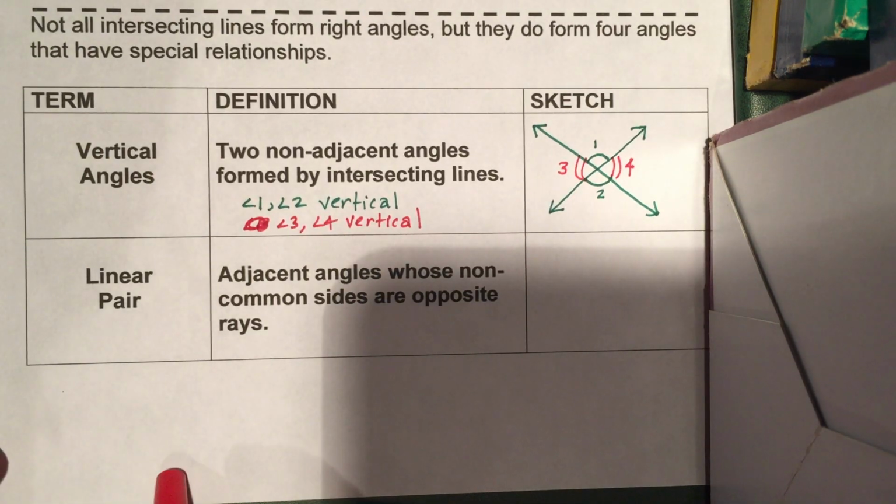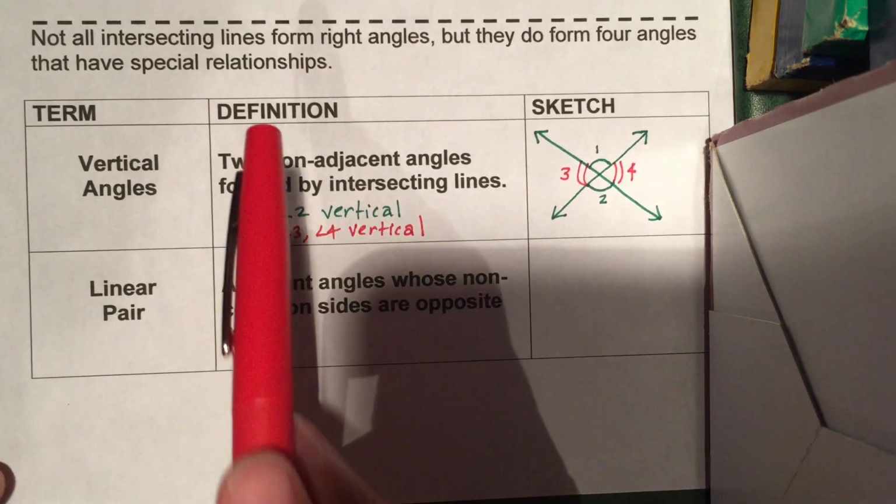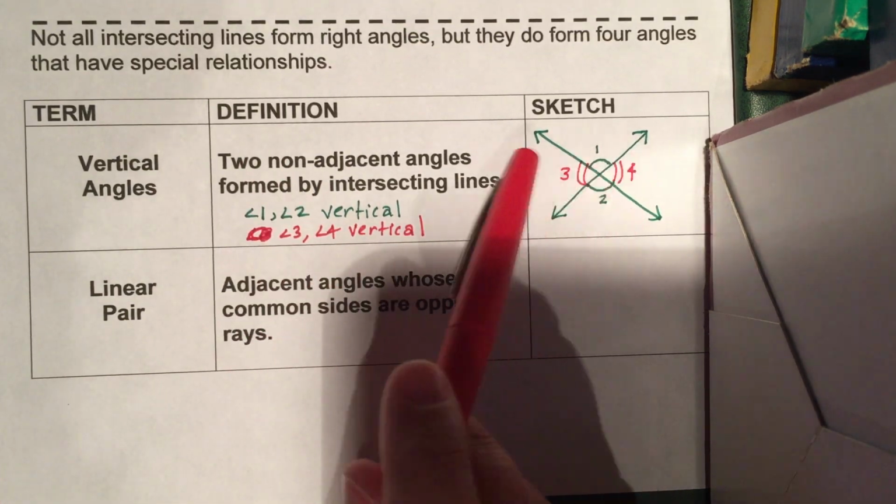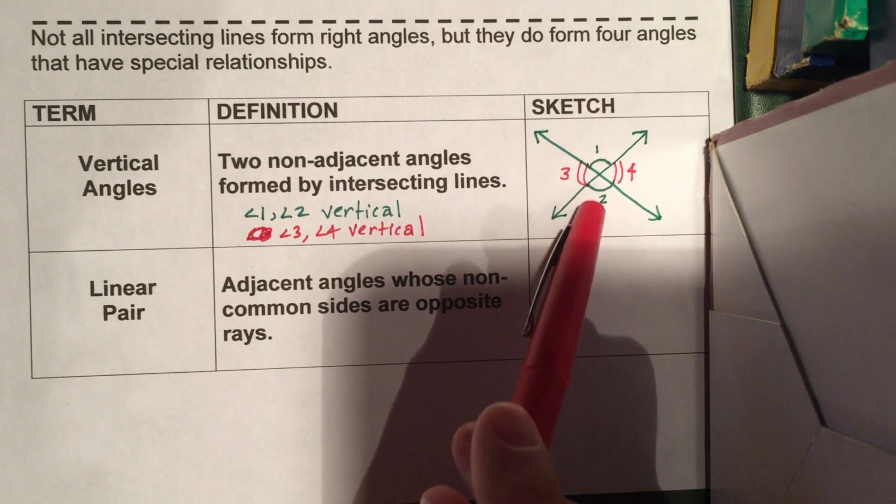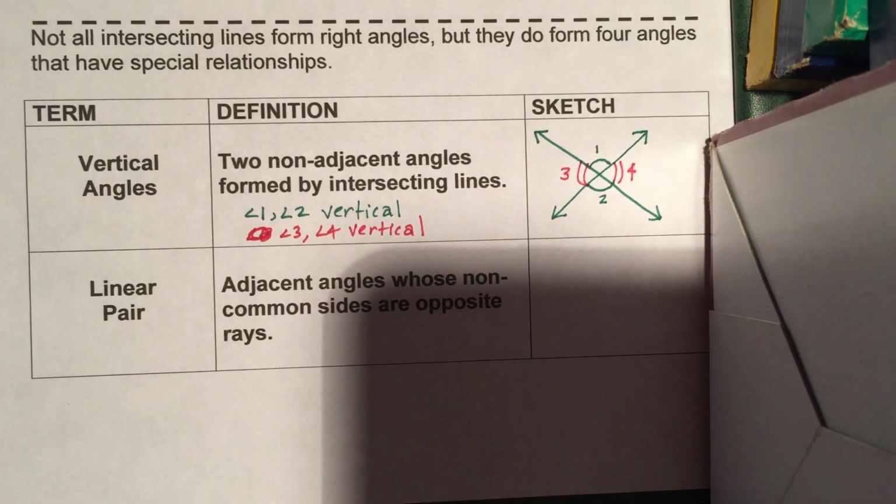Now the unique thing about vertical angles that we're going to talk about is that they're always congruent to each other. So 3 and 4 would always be the same measure as 1 and 2, but we'll get to that a little bit later. So there's your vertical angles.